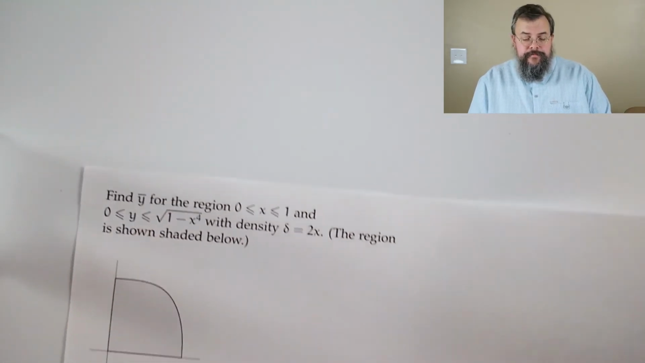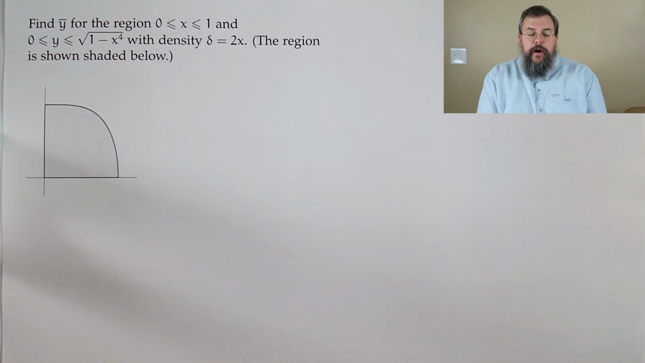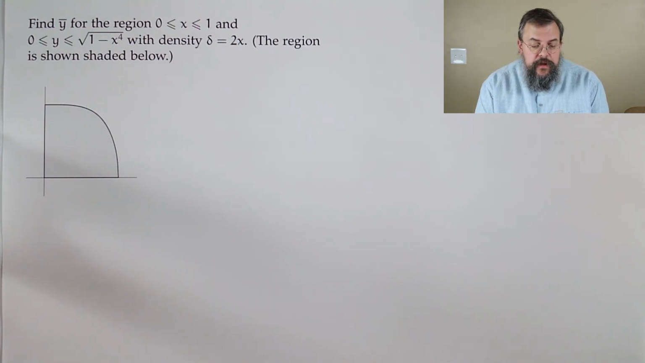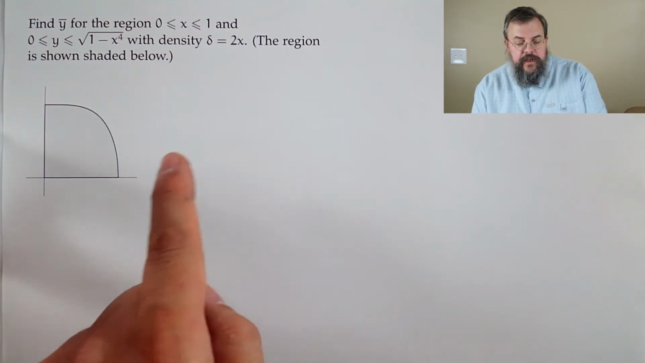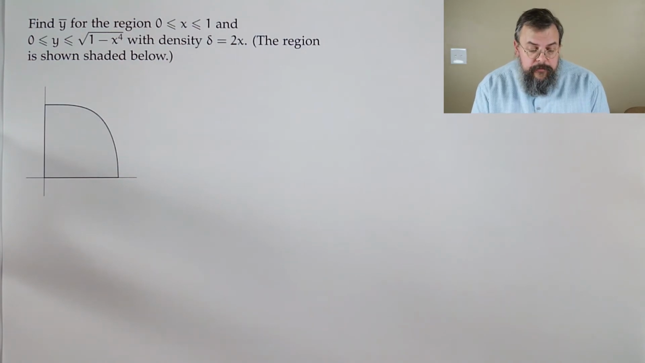All right. Well, let's try another problem. So, find y bar for the region where x goes from 0 to 1 and y goes from 0 to this crazy root 1 minus x to the fourth. Okay, so this is the picture. They actually gave it to us. And our density is 2x.